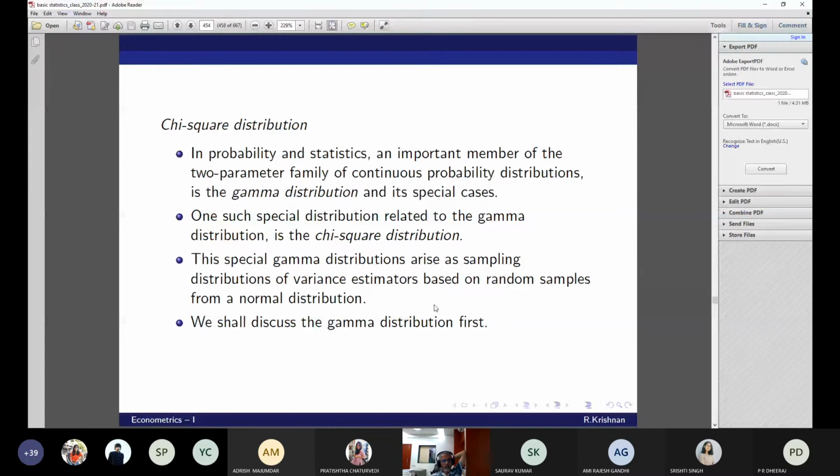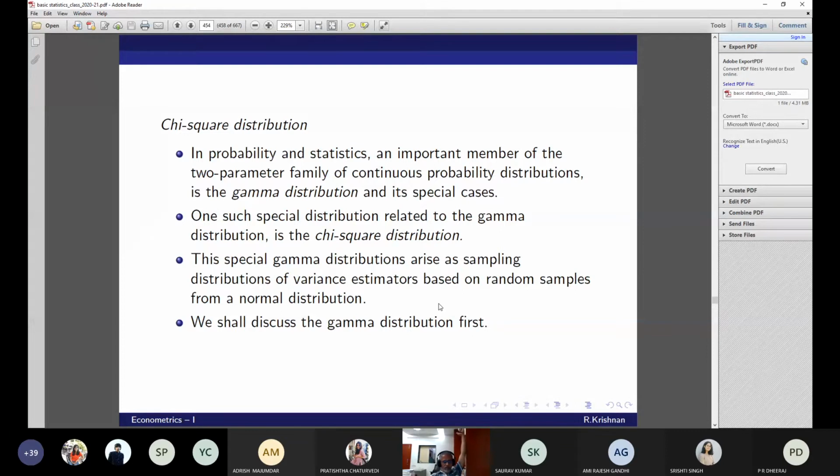Okay. The chi-square distribution in probability and statistics is an important member of the two-parameter family of continuous probability distributions, the gamma distributions, and its special cases. One special distribution related to the gamma distribution is the chi-square distribution. The special gamma distributions arise as sampling distributions of variance estimators based on random samples from a normal distribution, because we use the chi-square distribution to evaluate or to draw conclusions on the variance of estimators based on random samples arising from a normal distribution. Understand this word, normal distribution.